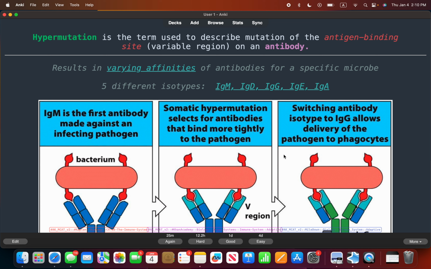5 different isotypes. We have IgM, D, G, E, A. So IgA, Ig. Do we have B? No. C? No. D? Yes. E and G and M. So A, D, E, G, M.